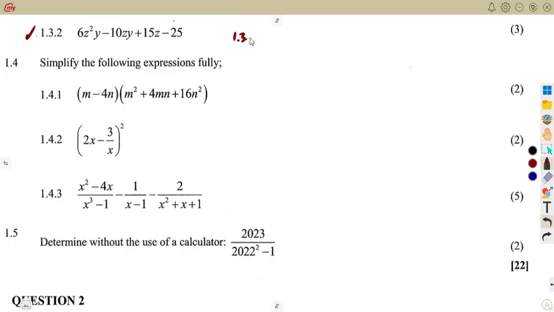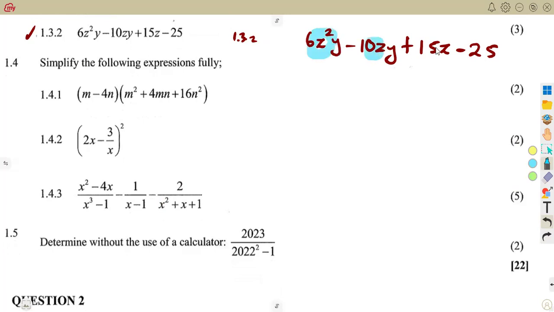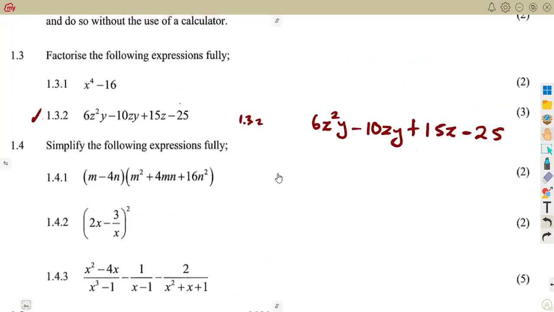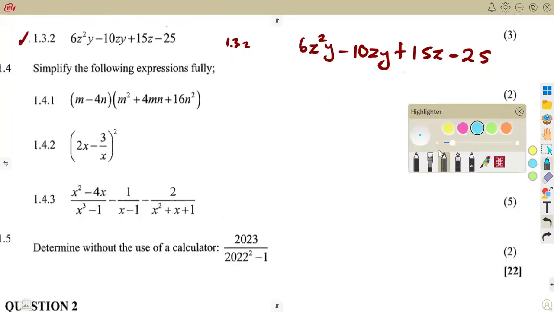1.3.2, we are given 6z squared y minus 10zy plus 15z minus 25. Once you're given 4 terms, count the number of terms: 1, 2, 3, 4. As long as you are working with quadrinomials, what are we going to do? We factorize by grouping.